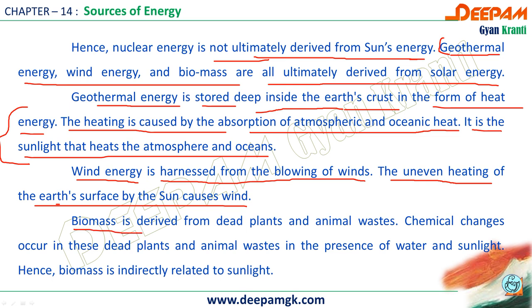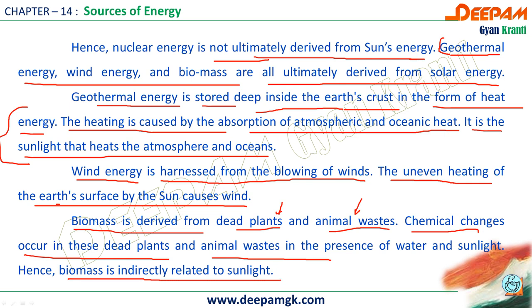Biomass is derived from dead plant and animal waste, and you know that all plants and animals are dependent on solar energy. Chemical changes occur in dead plants and animal waste in the presence of water and sunlight. Hence, biomass is indirectly related to sunlight. Geothermal energy, wind energy and biomass are all, directly or indirectly, dependent on solar energy. That is why only nuclear energy is far away from solar energy.